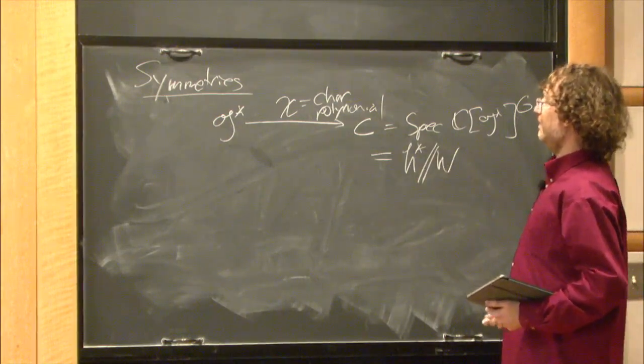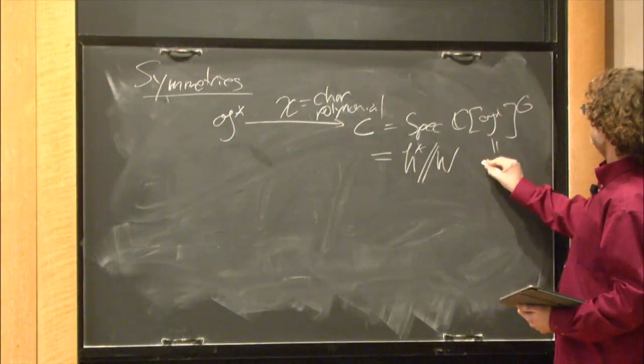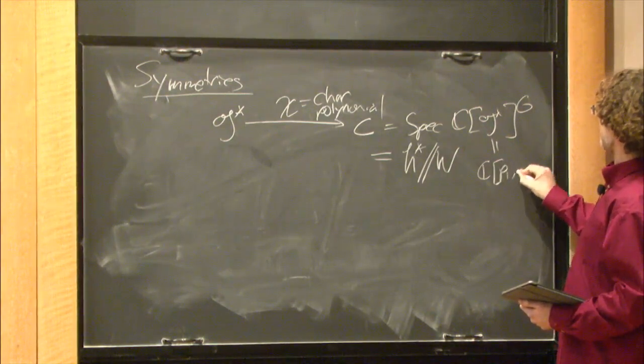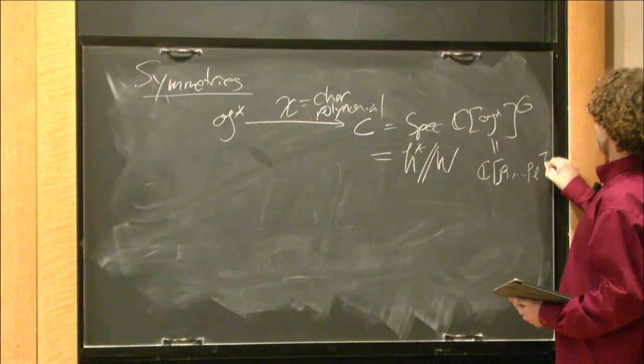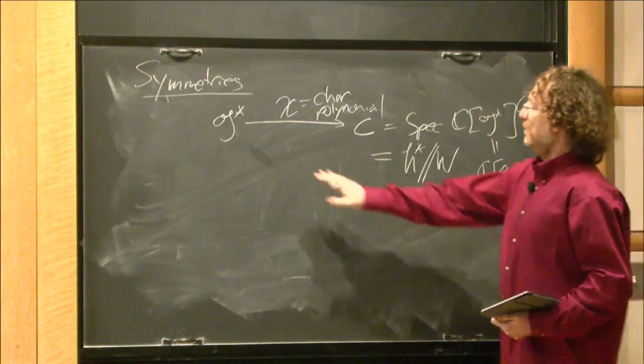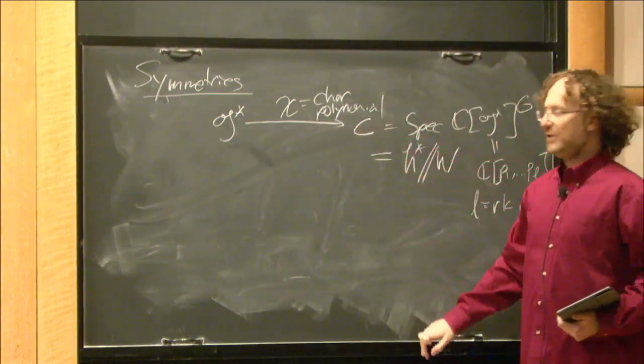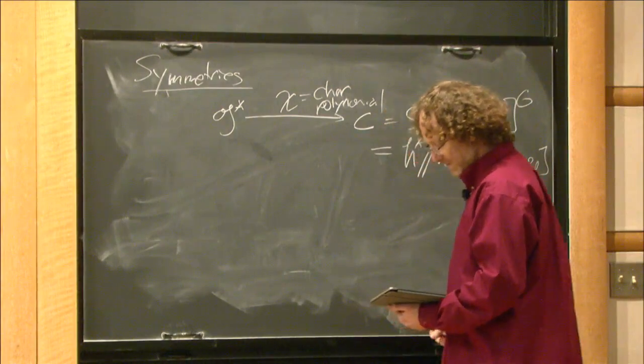So this is just a vector space of dimension rank. This algebra looks like polynomials. It's just a polynomial ring in rank of G many variables. So this is for GLN. This would just be trace and trace of the powers of the matrix. OK, so we have this characteristic polynomial map.